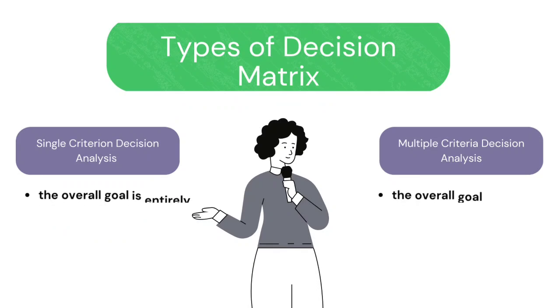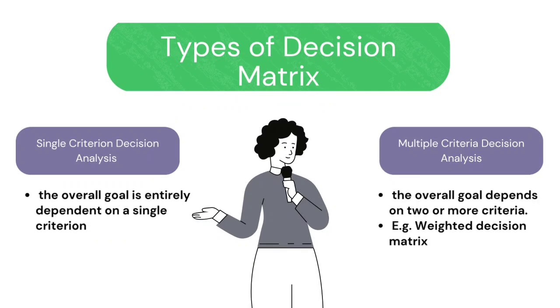There are two types of decision matrix. We have single criterion decision analysis, where the overall goal is entirely dependent on a single criterion, and then we have multiple criteria decision analysis, where the overall goal depends on two or more criteria. For example, the weighted decision matrix.